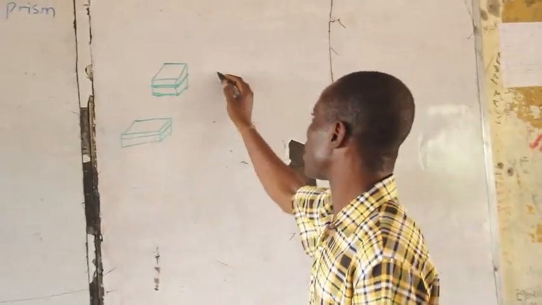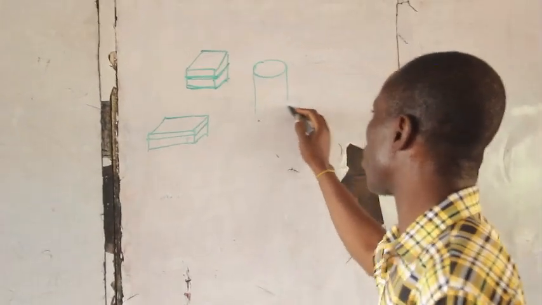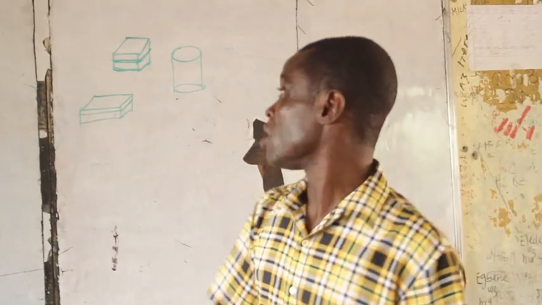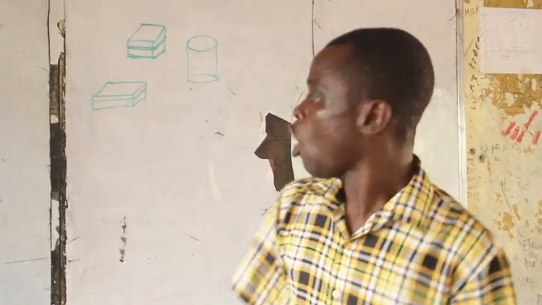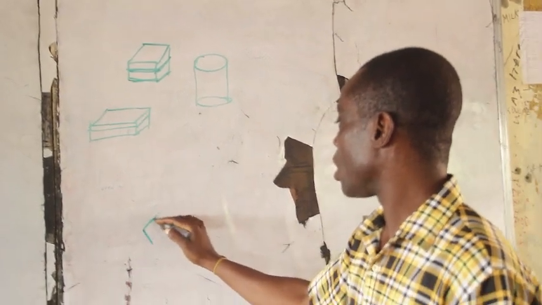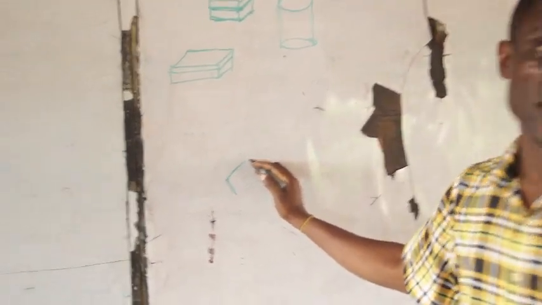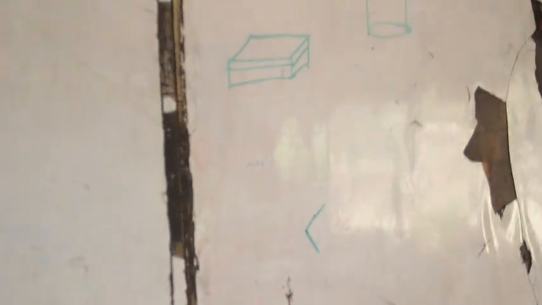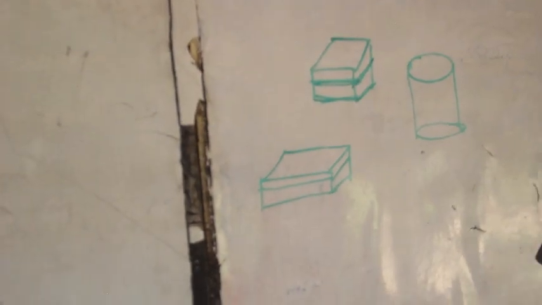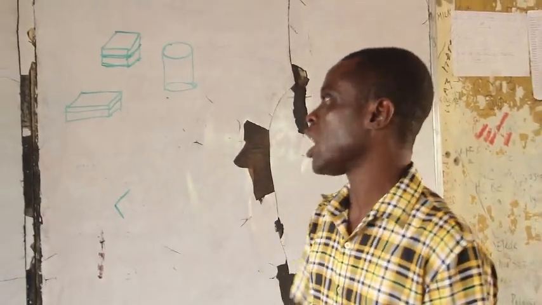We have circular base prism. A circular base prism is a cylinder, and so on and so forth. Or if the base is a six-sided polygon, which is a hexagon, and the top is also a hexagon, then that is a hexagonal base prism, and so on and so forth.